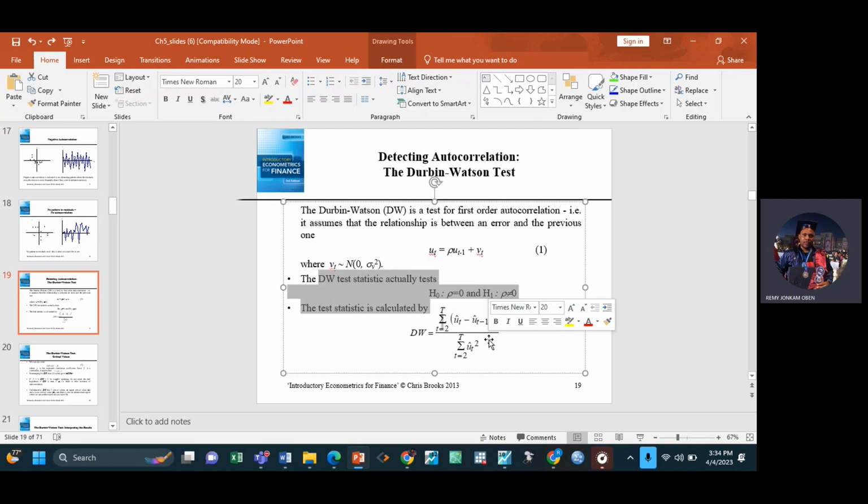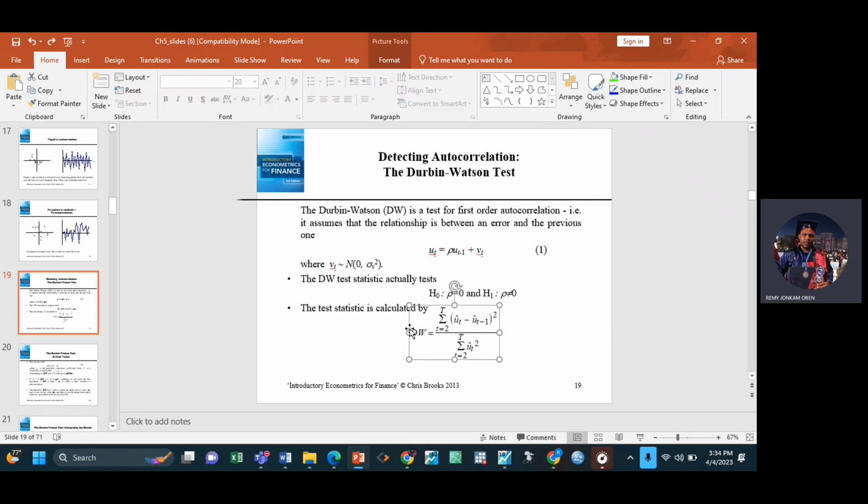The test statistic you see on eViews, right? This is how it is calculated. Nobody expects you to cram this formula because you are not doing this manually. eViews is doing it for you, and you just need to know how to interpret it, right? Okay.